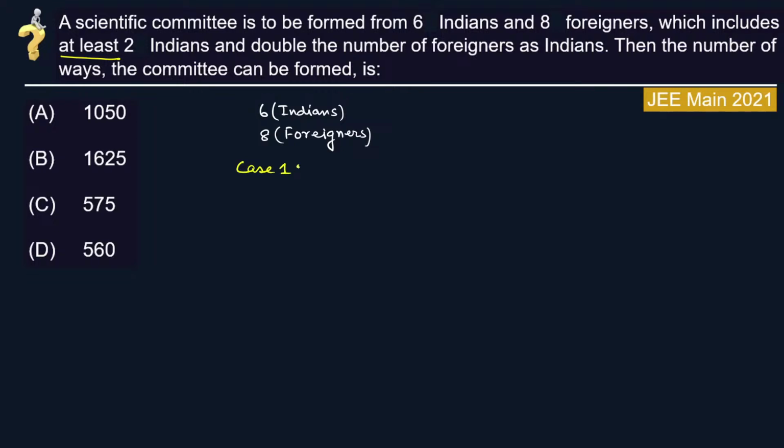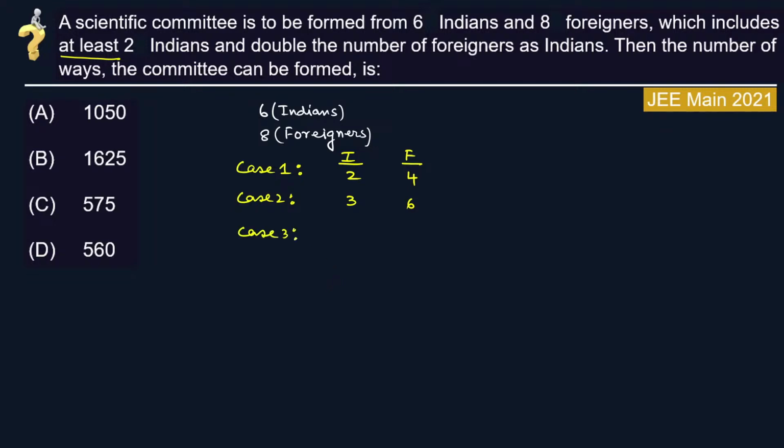Case 1, listen to it carefully. This is Indian and this is foreigner. So let me choose 2 Indians. If 2 Indians are selected, naturally double the number should be there for the case of foreigners. So foreigners here will be 4. Case 2. Let us say Indians be 3. 3 Indians are there in the committee. So naturally 6 foreigners will be there. Because double the number every time.